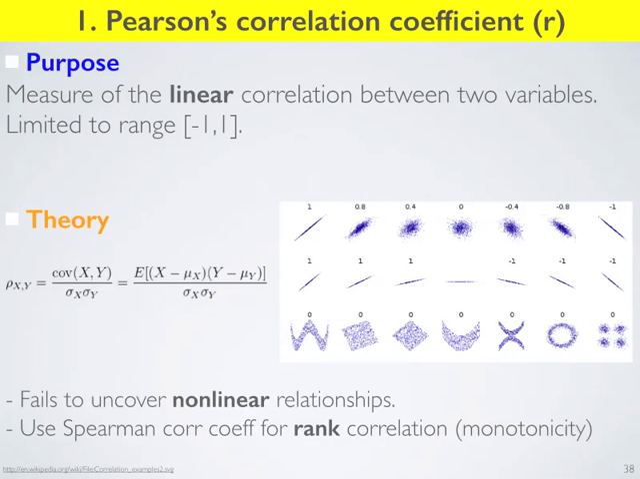Okay, so who's familiar with Pearson's correlation coefficient? Anyone heard of this before? Okay, so Pearson's correlation coefficient is a measure of the linear correlation between two variables, and it's bounded by -1 and 1. So if two variables, x and y, are perfectly linearly correlated, meaning they lie on a straight line, regardless of the gradient of that line, they will have a Pearson's correlation coefficient of 1. If they lie on a negative line, they will have a Pearson's correlation coefficient of -1. So it tells you how linearly correlated two variables are.